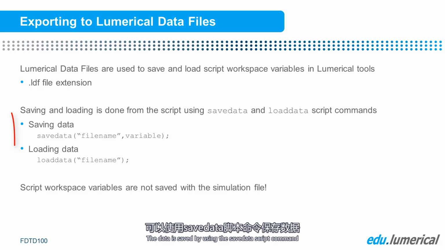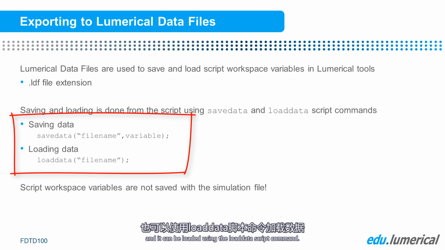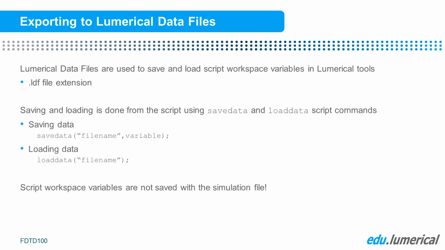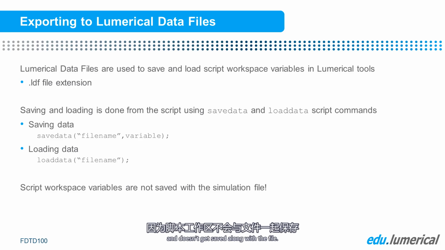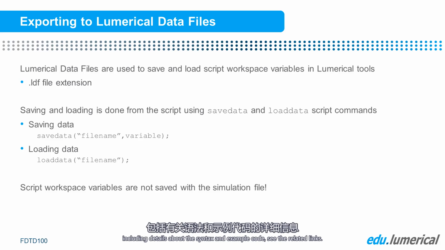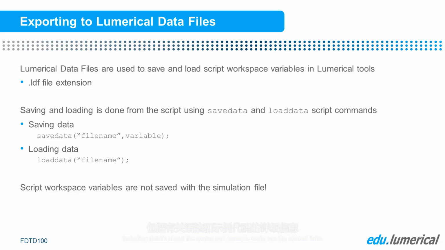The data is saved by using the Save Data script command, and it can be loaded using the Load Data script command. This is the simplest way to save script workspace data, since once you close the simulation file, the script workspace data is lost and doesn't get saved along with the file. For more information about the script commands mentioned in this video, including details about the syntax and example code, see the related links.